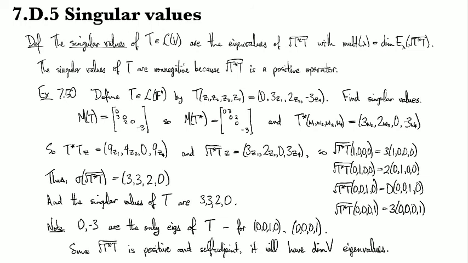Speaking of which, I don't know if I mentioned this earlier, but everything in chapter 7 is finite dimensional. There's a warning to that effect on the first page of chapter 7, but it's very hidden. I challenge you to find it. Okay, so that's it for this example. Next, we'll look at the actual singular value decomposition.